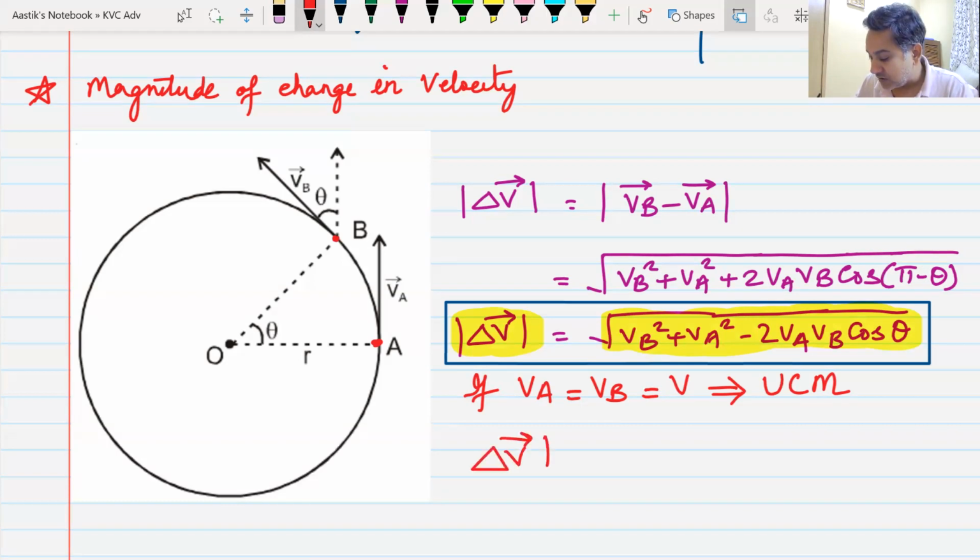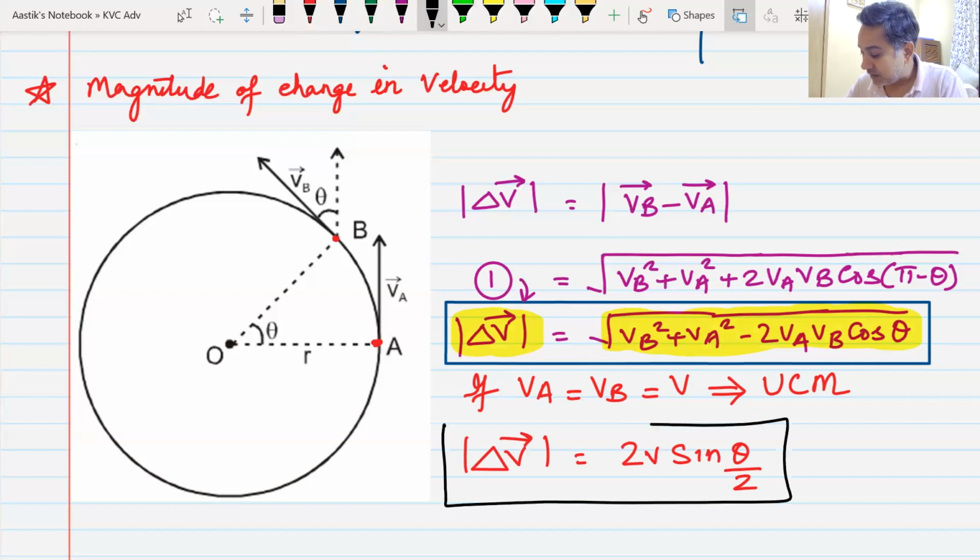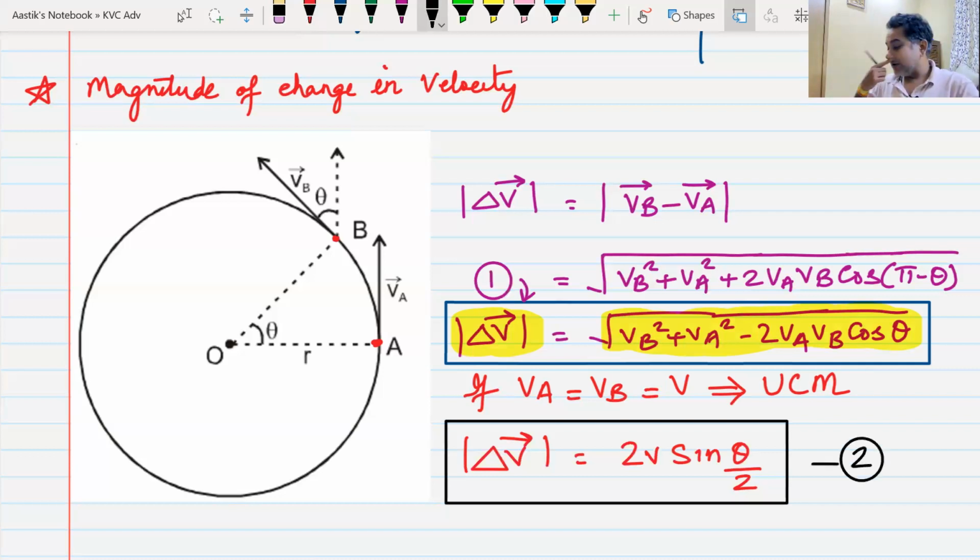The magnitude of change in velocity will become, and it's a very important result, 2 times V sine of theta by 2. I have seen some very direct questions coming from this topic, and that is why I am giving you this. Formula number 1 is the general formula. Formula number 2 is the special formula, which is valid when your motion is UCM. Do you understand this?